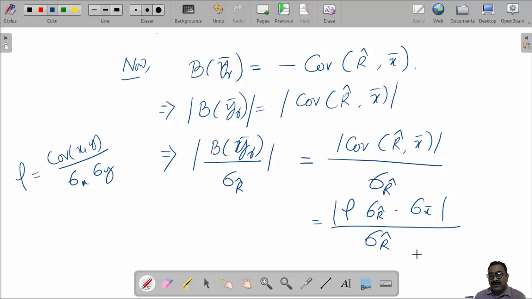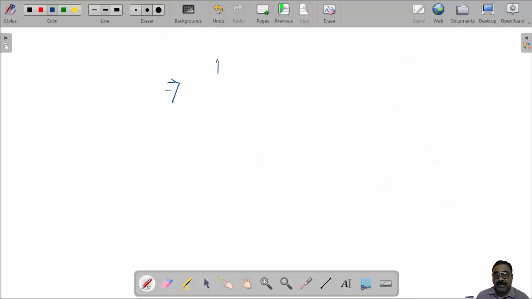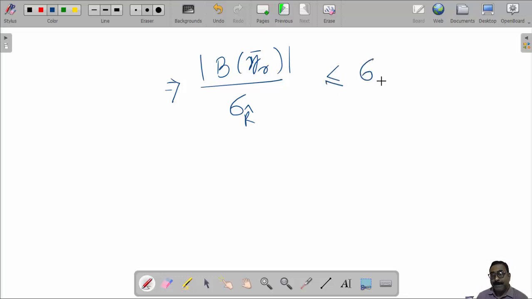So this is equal to, since rho is the correlation coefficient and mod rho is less than or equal to 1, this will be less than or equal to, that implies bias of the ratio estimator ȳ_R by sigma r̂ less than or equal to sigma, sorry, sigma x̄.